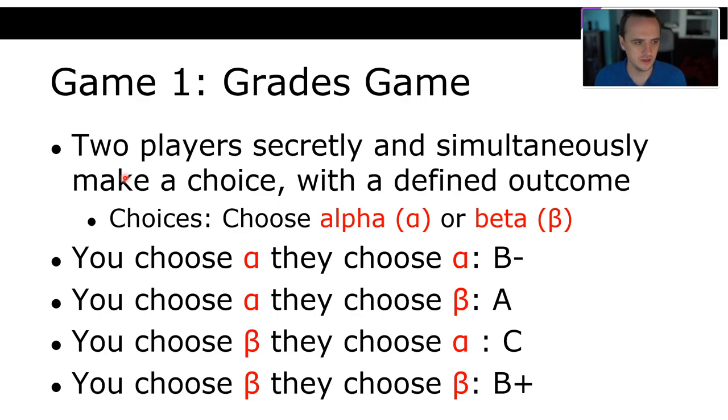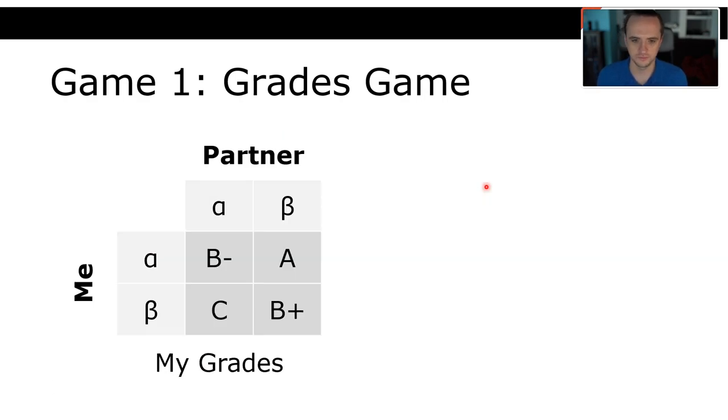Whenever we talk about a new game, it's kind of hard to talk about it and analyze it when it's in text form. So we're going to represent it as a table. And what this table represents is the following. Here are my choices over here on the left. So I can choose alpha or beta. And my partner in the game can either choose alpha or beta as well. And here's the outcome for me in this game, okay?